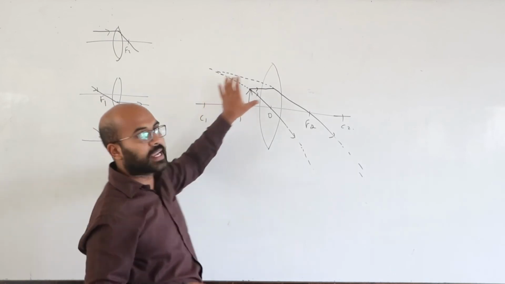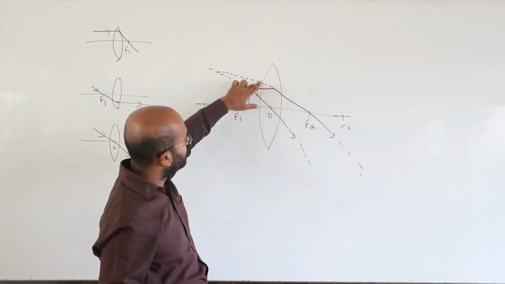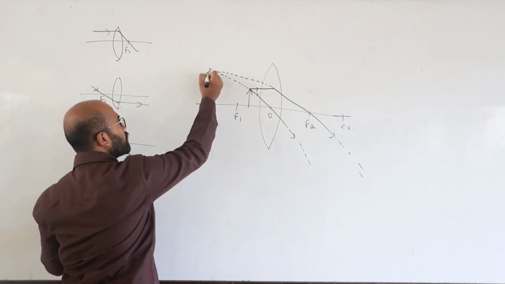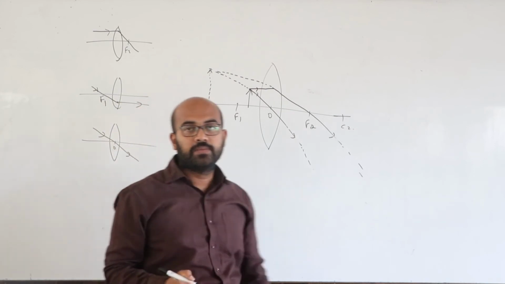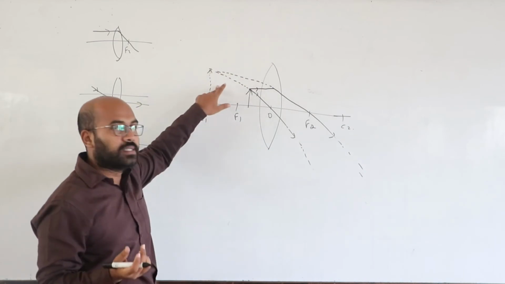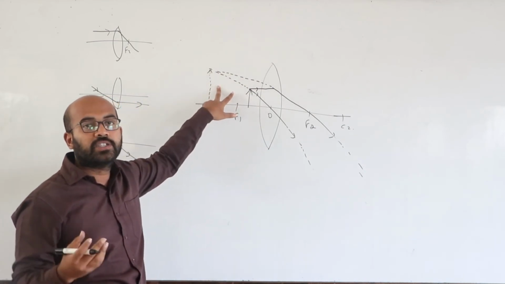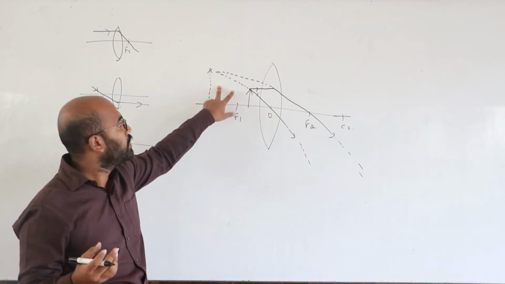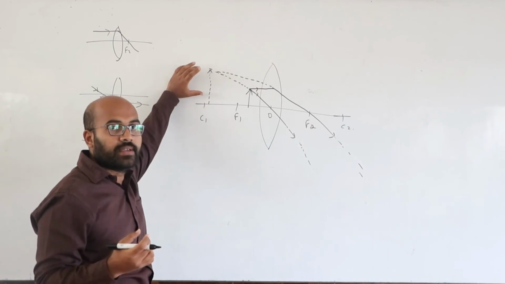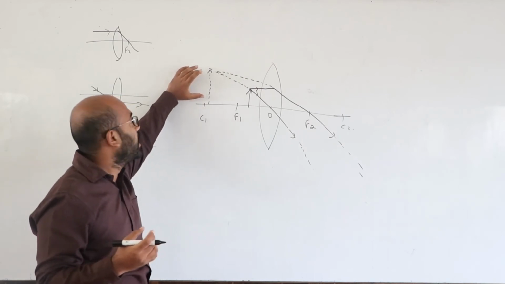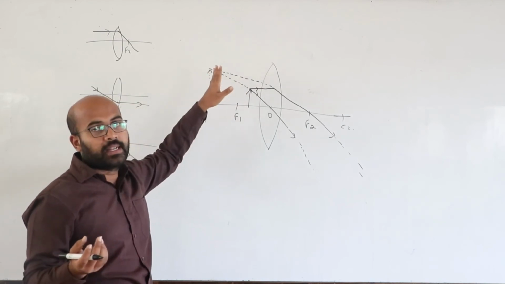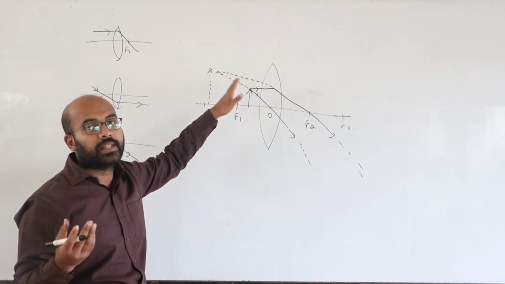So what you do is take a scale and draw the dotted lines. The image is getting formed behind the object, or on the same side of the lens. So is it real or virtual? This is a virtual image because these are the imaginary rays that we are taking. So what is the nature of the image? It is virtual and erect. The position of the image is behind the object, on the same side of the lens.